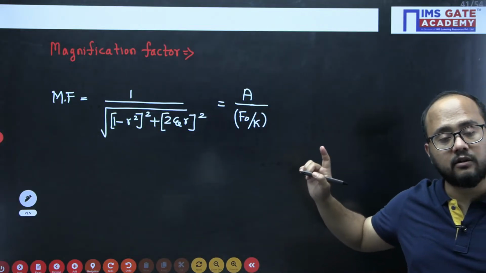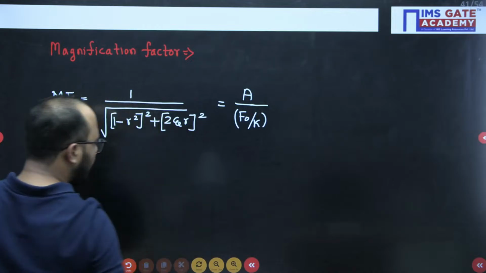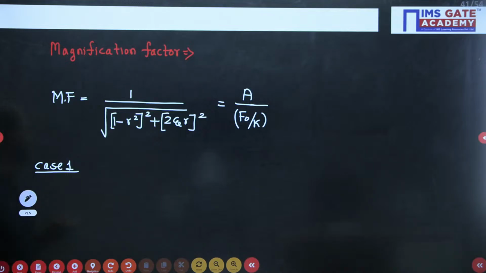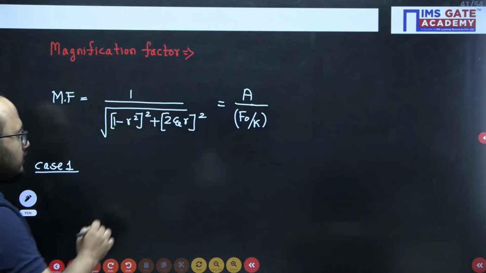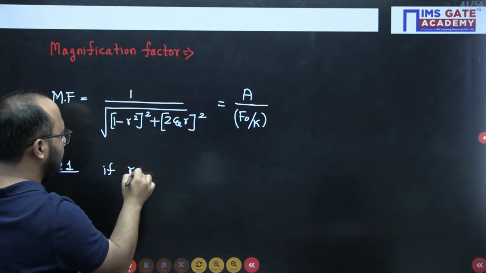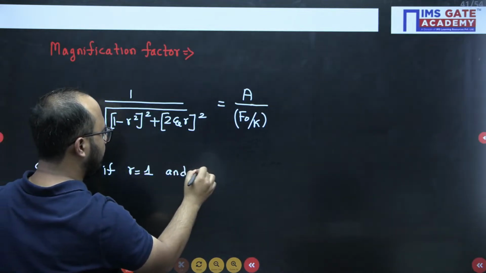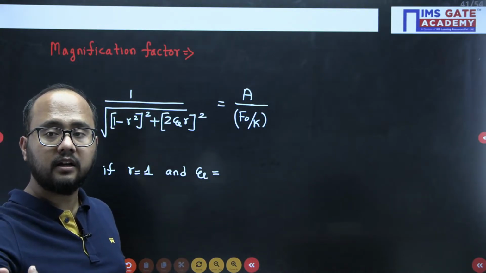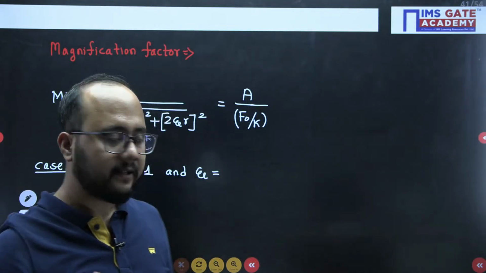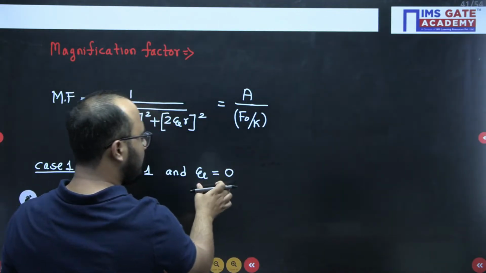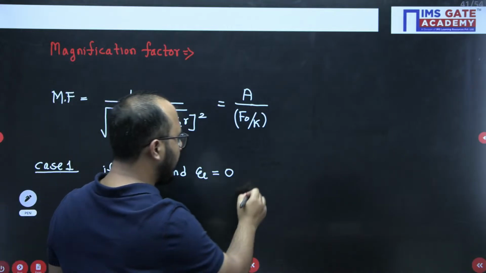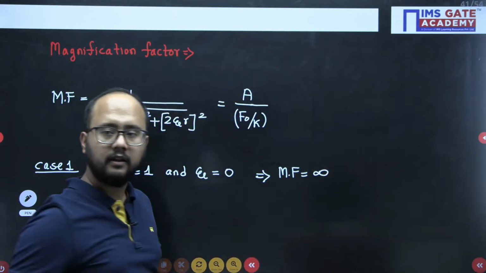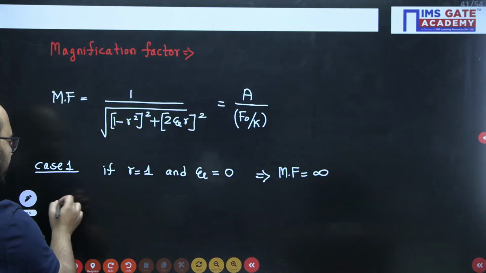Now this relation is also very important here. Okay, now there are some cases that you should remember here. For example, case number 1, if R value equals 1 and damping factor is 0. R value 1 means omega, the excitation frequency, equals omega n, which means what? The resonance condition, right? And damping factor 0 means undamped system. So what will happen? Magnification factor will become infinite. Okay.